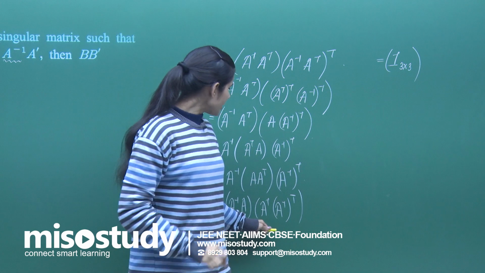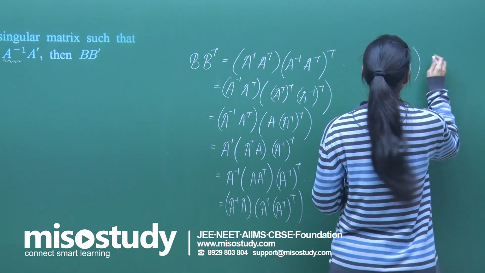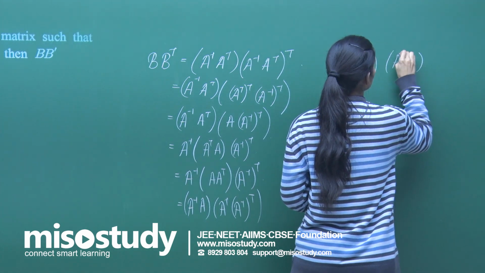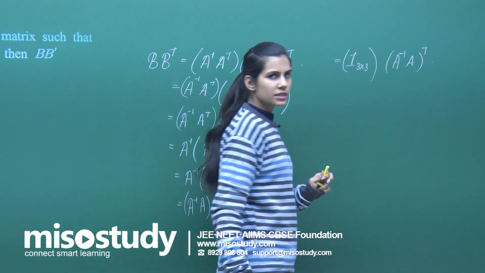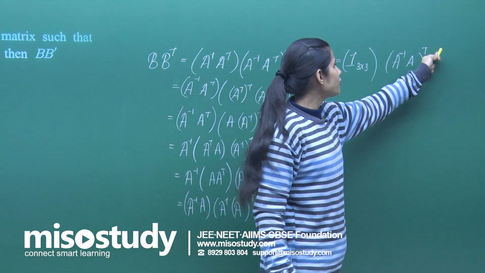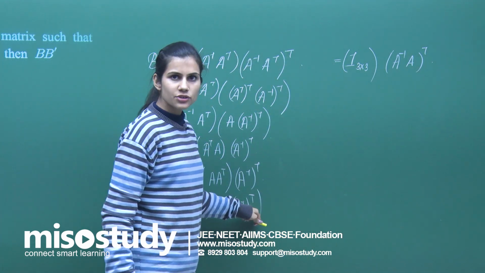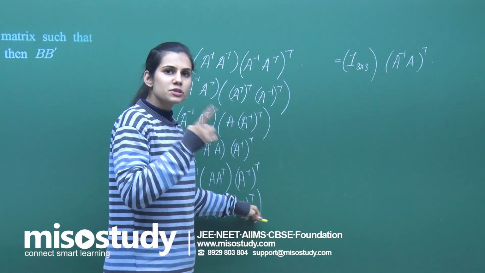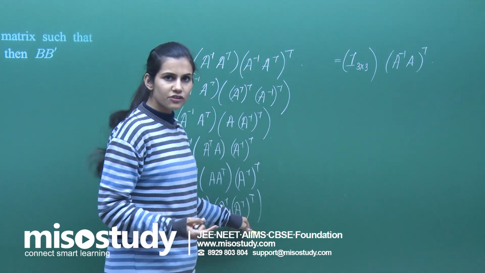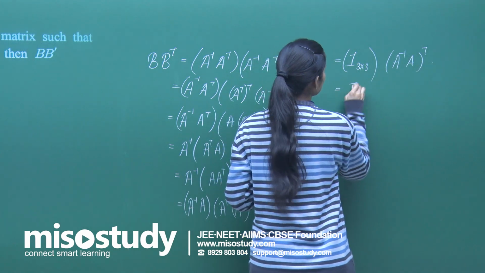And what is A transpose A inverse transpose? That means I am talking about (A inverse into A) whole transpose, isn't it? If I talk about (A inverse into A) whole transpose, that would mean A transpose into A inverse transpose. That's what I have, A transpose into A inverse transpose. So (A B) whole transpose is B transpose A transpose. So B transpose A transpose can be written as (A into B) whole transpose. But A inverse into A is what?